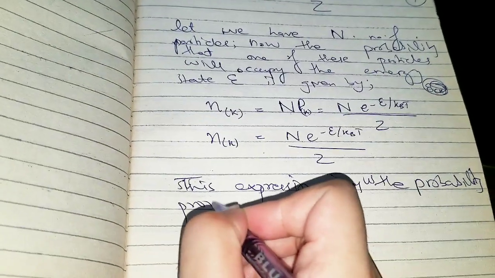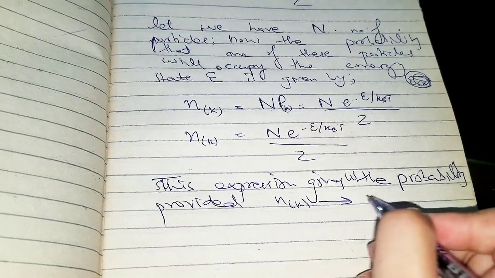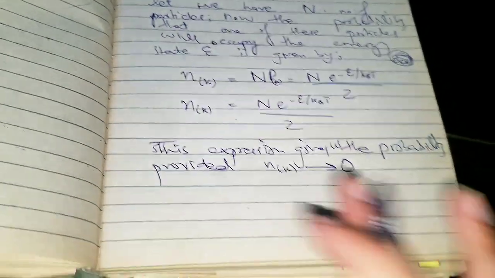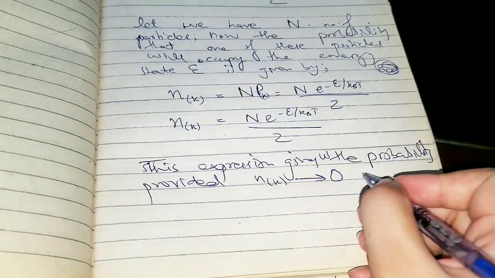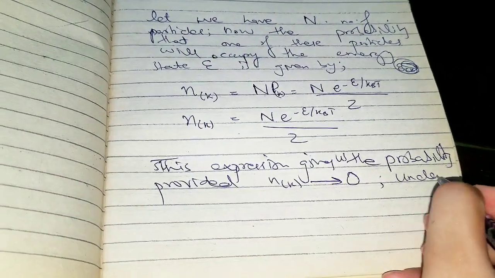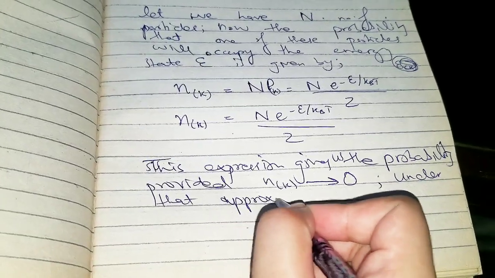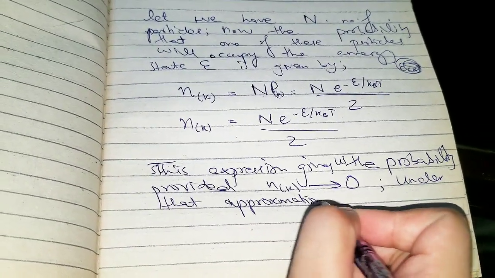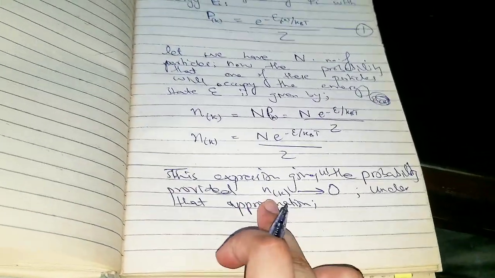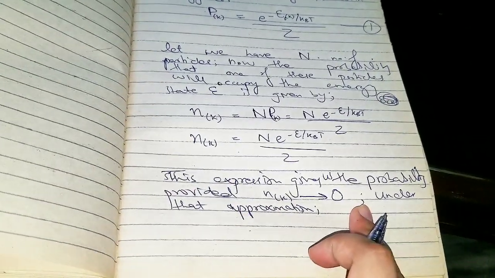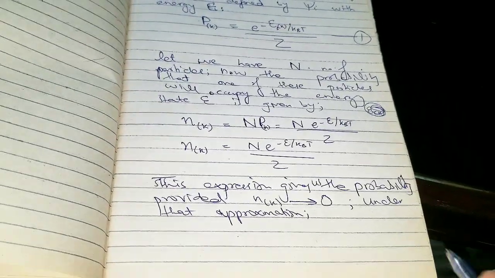provided that probability is very small, that it approaches 0, for example, n of k is very small, and under that approximation, if you use some other methods, you can see that under that approximation where this expression approaches 0, this expression gives us the average number of particles in an energy state E.